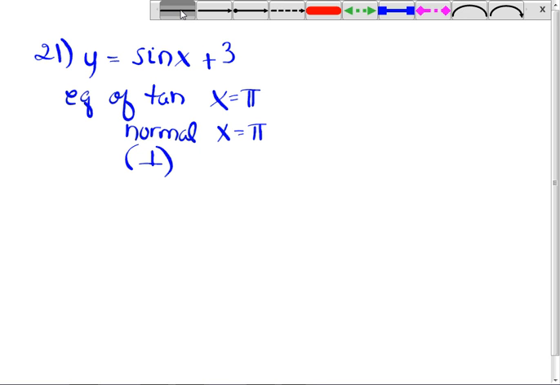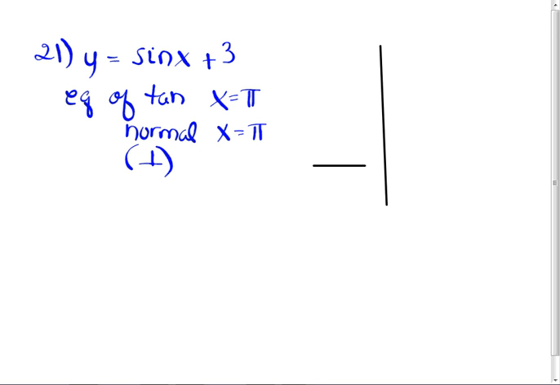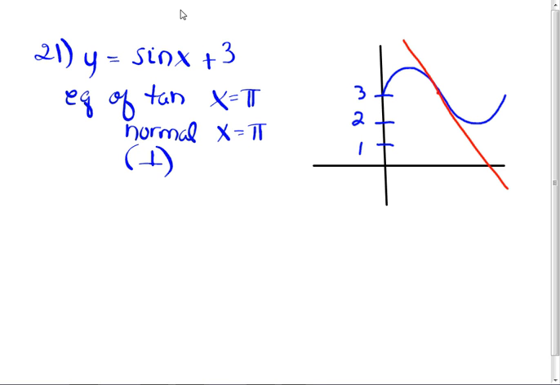I'm not going to jump into derivatives yet. I want to know what it looks like. Okay, here's my sine curve. And what's going to happen to my sine curve? I'm going to go up 3. So that's a 3. I want to write the equation of the tangent line at pi, which is right here. There's the tangent line, which clearly cuts through the graph. And I also want the normal line, which is perpendicular. Okay? This is a very common question on the AP exam.